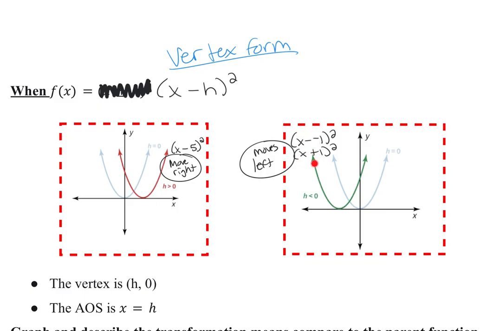When it's x plus 1 squared, for example, it's going to move left. So again, starting at that parent function, we're moving left 1 space, and so every single point on there is going to be moving 1 space. We're going to add on to these different movements today.